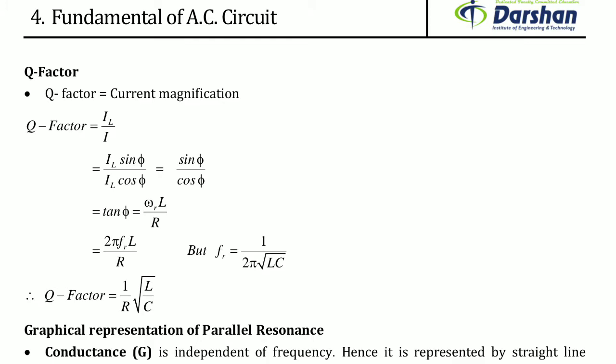In general, we know that the resonance frequency is 1 by 2 pi square root of LC. By substituting this resonance frequency in 2 pi fr L by R, we get Q is equal to 1 by R square root of L by C. This quality factor is the same for series and parallel resonance circuits. So the quality factor is the same for series and parallel resonance circuits.